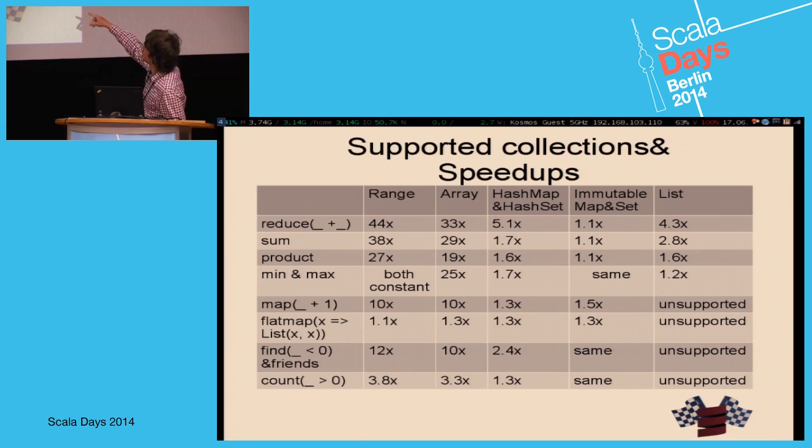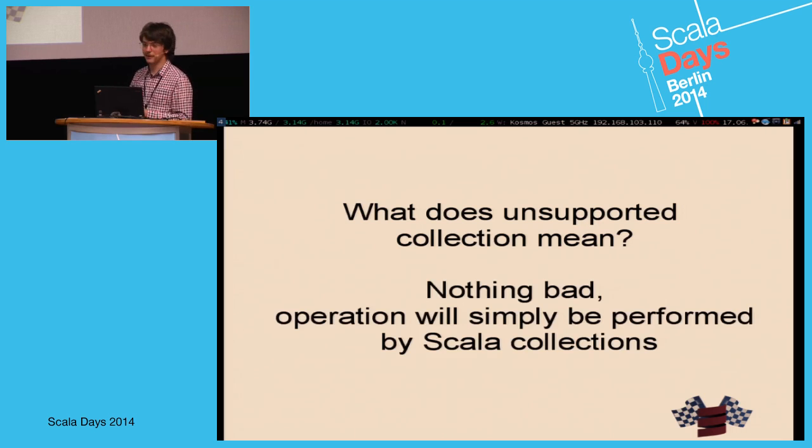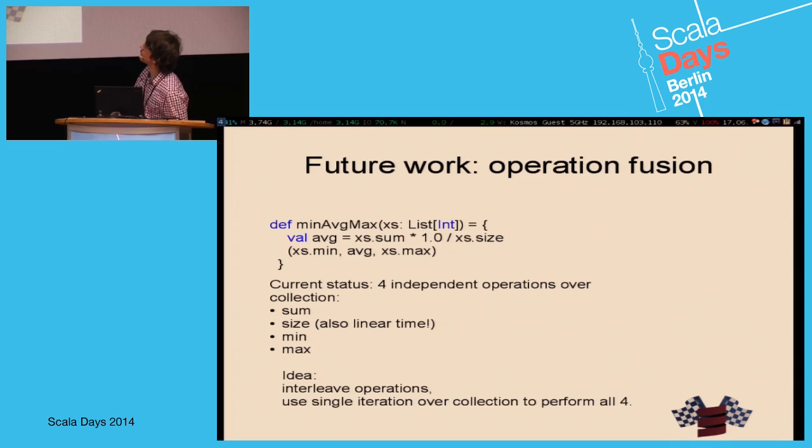Here in some locations you can see "unsupported" and you may have a question, what does it mean? By unsupported inside the optimized block, it simply means that the optimized block won't rewrite these operations. You can still perform them, but they won't be conducted by ScalaBlitz.